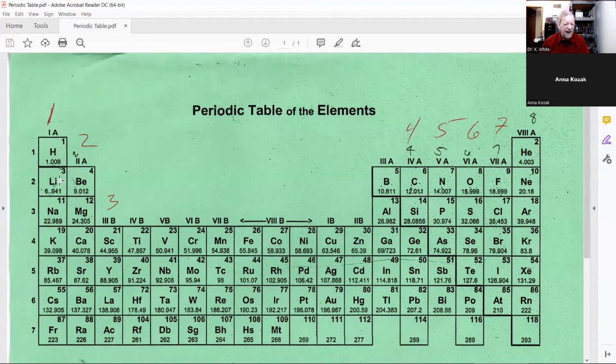And if you look at how many valence electrons does hydrogen, lithium, or sodium have? 1. How many valence electrons does carbon have? 4. How about oxygen? Number on top, 6. And if we keep on going, neon has 8 valence electrons. So the number on top of the column of the periodic table tells you how many valence electrons an element has.